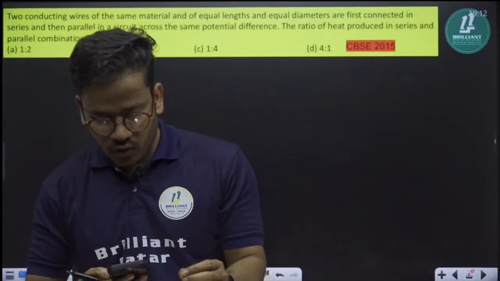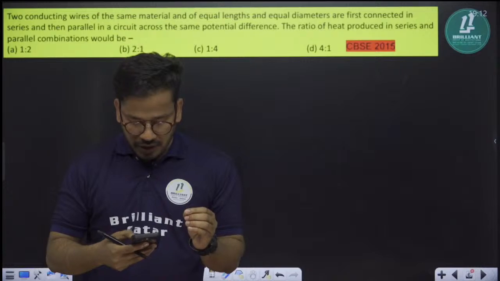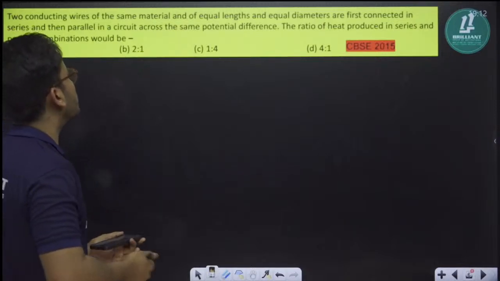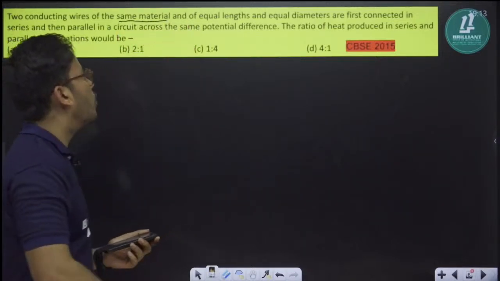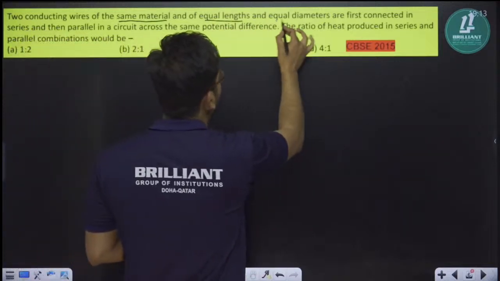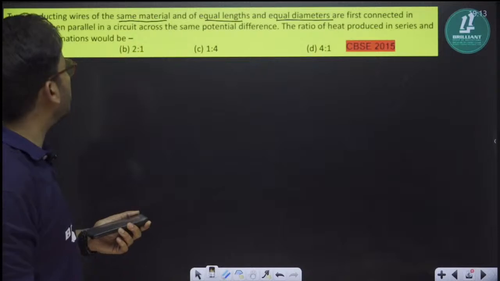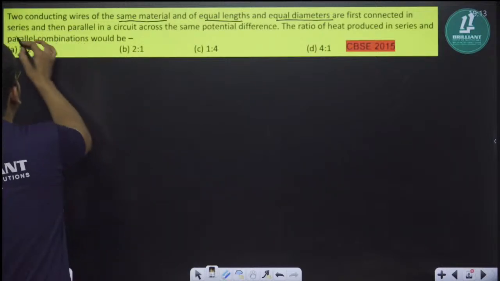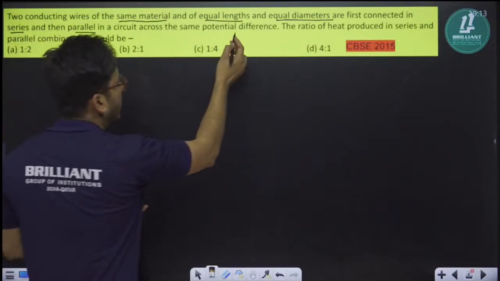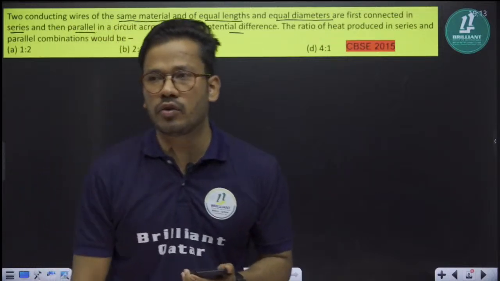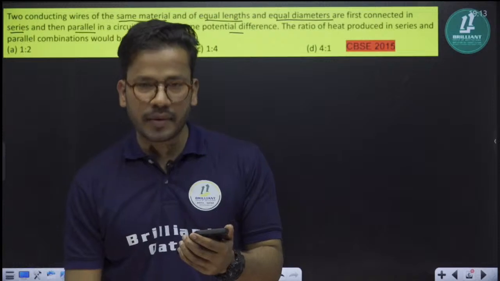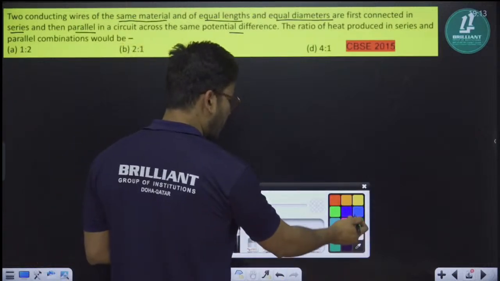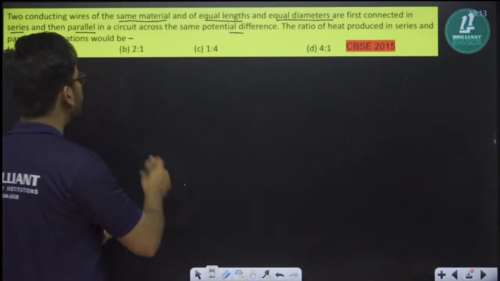Now this is a little bit of a tougher one. I want you guys to look at this question for some time and let me know what its answer is going to be. The question is: two conducting wires of the same material, of equal length and equal diameter, are first connected in series and then in parallel across the same potential difference. This is a very good question. It repeatedly comes in exams, and here I am showing you how to solve it.